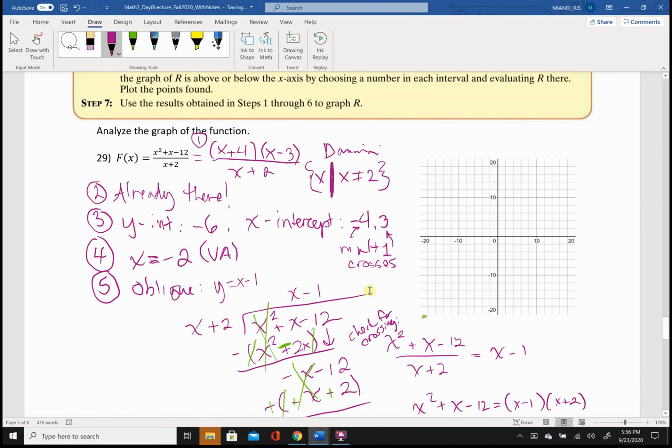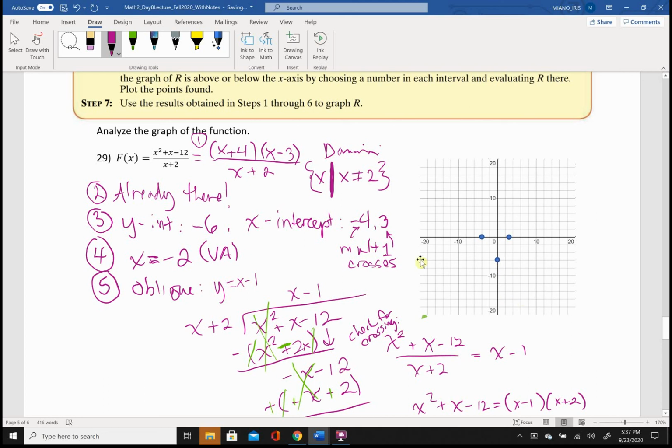Now that we're ready to put all of these elements together on our coordinate plane in order to graph our rational function, let's start by plotting our x and y intercepts. I have this all set up already, instantaneously graphed here. So here is my x-intercepts at negative 4 and 3, and my y-intercept at negative 6, ready to go there.